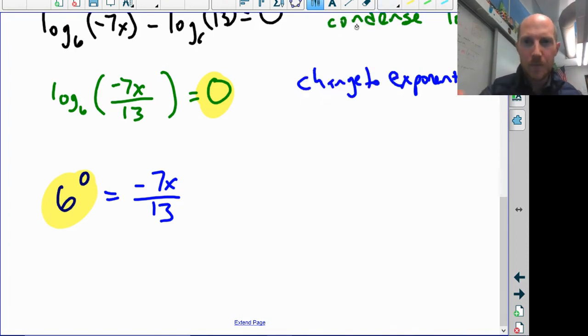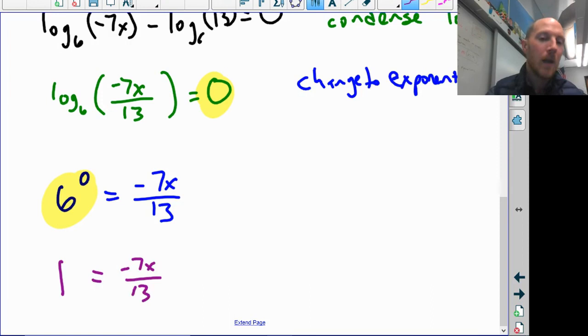So, get the pen ready. Here, all right, so 6 to the power of 0, that is 1. So I'm just going to change it to 1. I've evaluated it. Type into your calculator 6 to the power of 0. It's 1. And then negative 7x over 13.